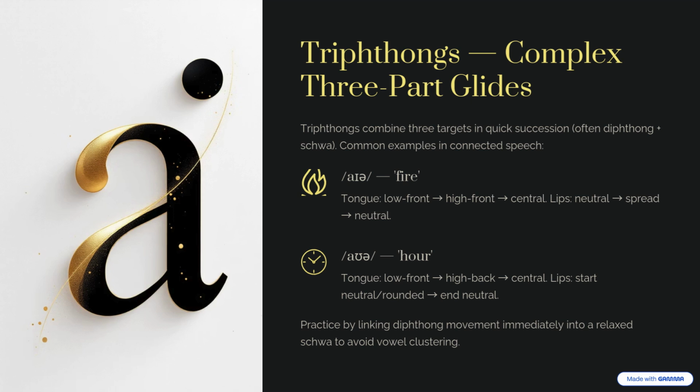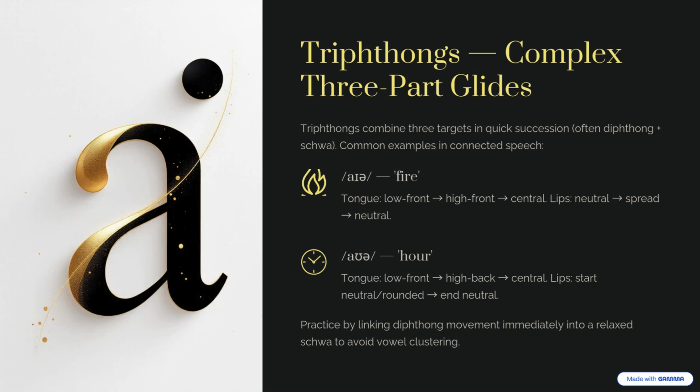Now let us move to the most complex vowel sounds in English, called triphthongs. A triphthong involves 3 vowel movements within one syllable. It usually combines a diphthong with a schwa sound. For example, ah, in fire. The tongue moves from low front to high front to central. Example sentence: the fire is burning brightly.